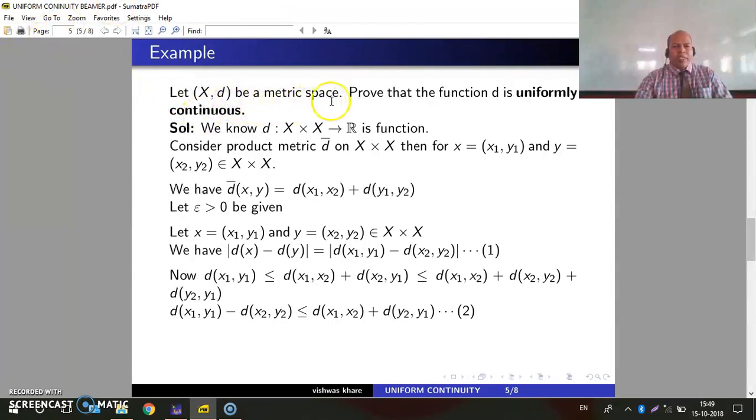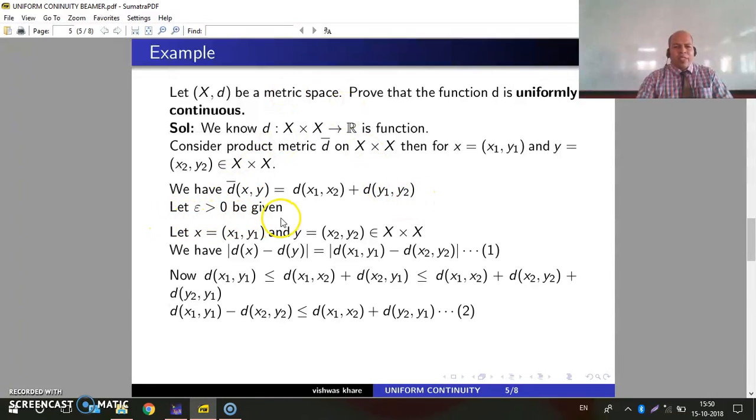Example. Let (X, d) be a metric space. Prove that the function d is uniformly continuous. Solution. We know d from X cross X to R is a function. Consider the product metric d bar on X cross X. Then for x equal to (x1, y1) and y equal to (x2, y2) belonging to X cross X, we have d bar (x, y) equal to d(x1, x2) plus d(y1, y2).